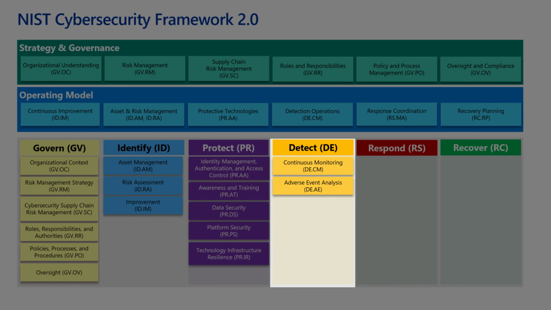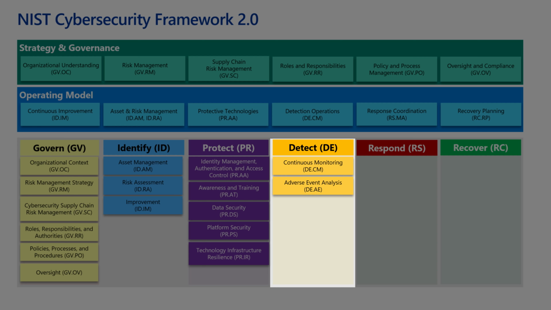The Detect function focuses on implementing tools and processes that enable timely discovery of cybersecurity events. By detecting anomalies, threats, and incidents early, organizations can respond more effectively and minimize the impact of security breaches.